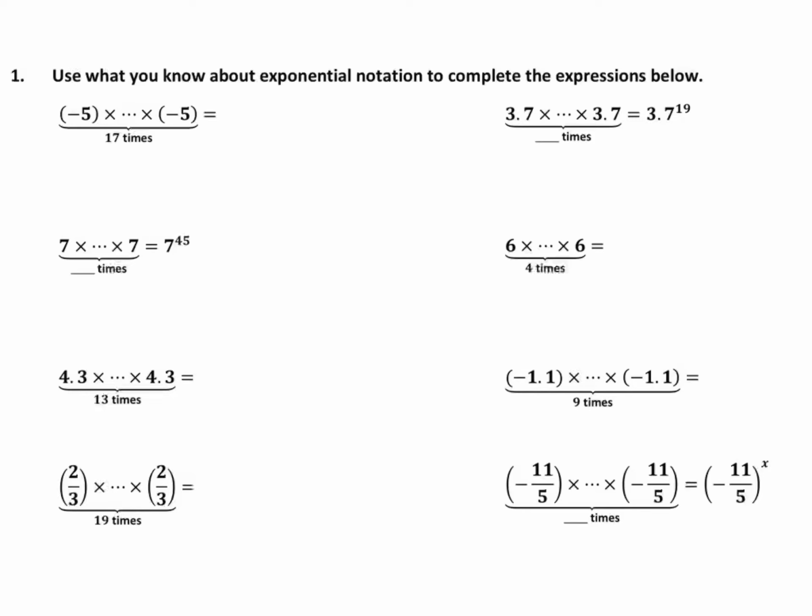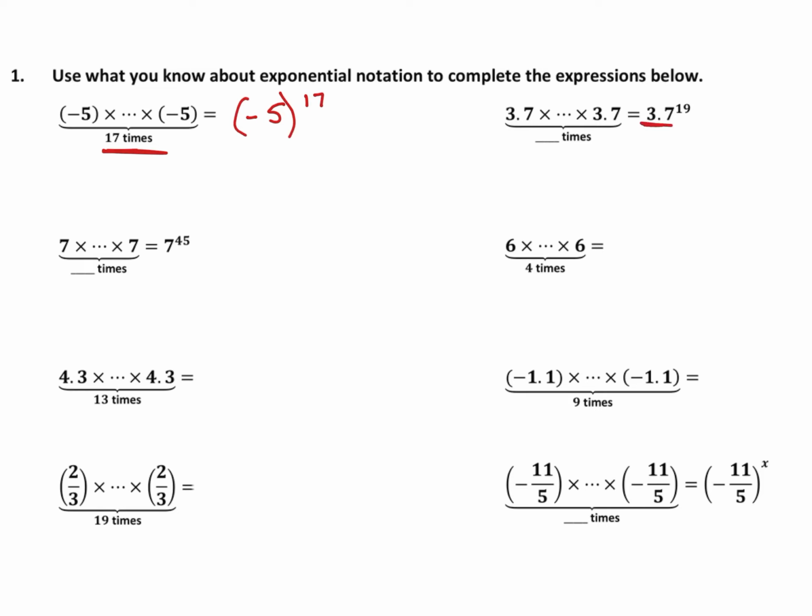This says, use what you know about exponential notation to complete the expressions below. Repeated multiplication can be rewritten as an exponent. So if we have negative 5 being multiplied together 17 times, 17 becomes the exponent. One thing that happens here, though, is when the negative is also being multiplied 17 times, we need to make sure that's included, which is why we use those parentheses.